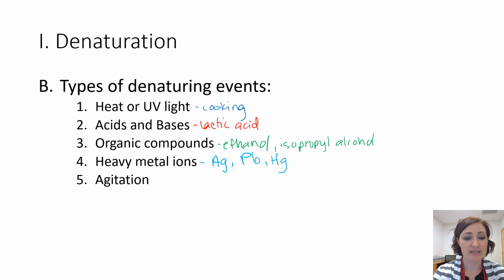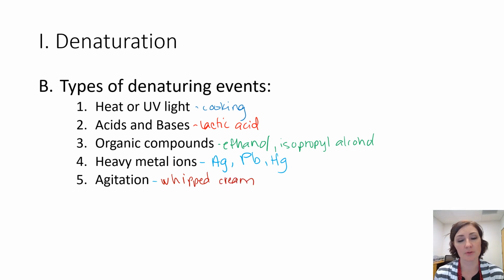And finally, agitation. I think of whipped cream. If you were to heavily agitate, or say whip, heavy whipping cream, hence the name, you would create whipped cream. What you're doing is denaturing and kind of unfolding those proteins in the secondary, tertiary, and quaternary structures.